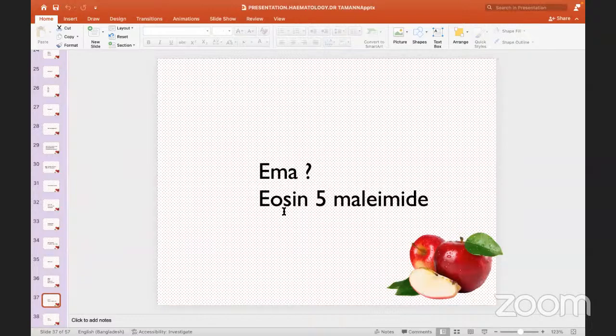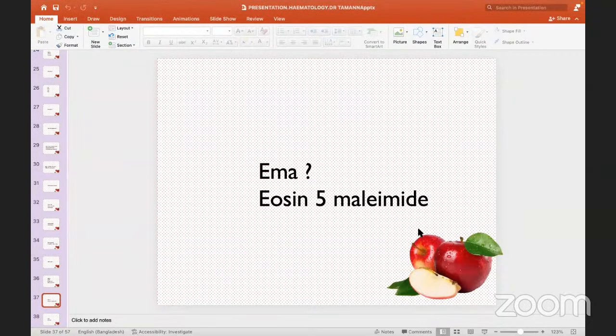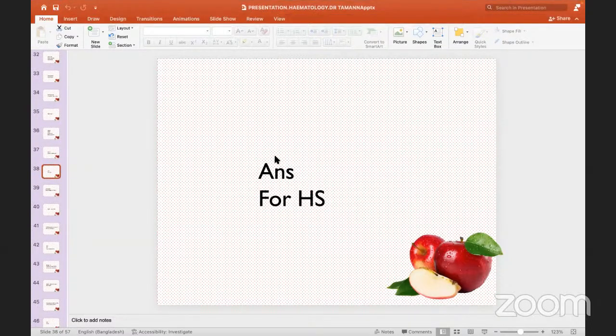Now, anyone heard this name? What is that? Eosin-5-maleimide, for hereditary spherocytosis. Very good, instead of osmotic fragility. What was the previous name of this test? It was the osmotic fragility test. Now we don't do this test. Now we do eosin-5-maleimide for spherocytosis and elliptocytosis, but elliptocytosis is very rare in comparison to spherocytosis. Okay. Any question until now? So these are the replacements of the osmotic fragility test.